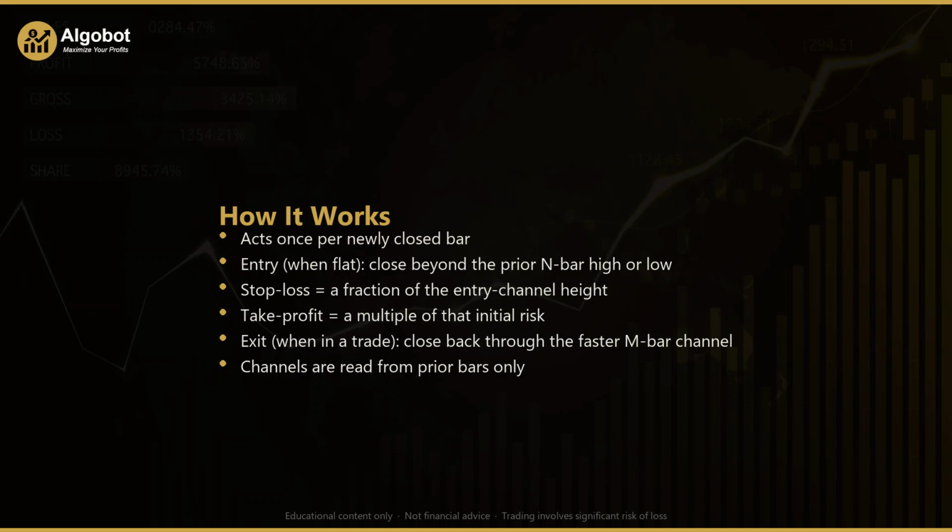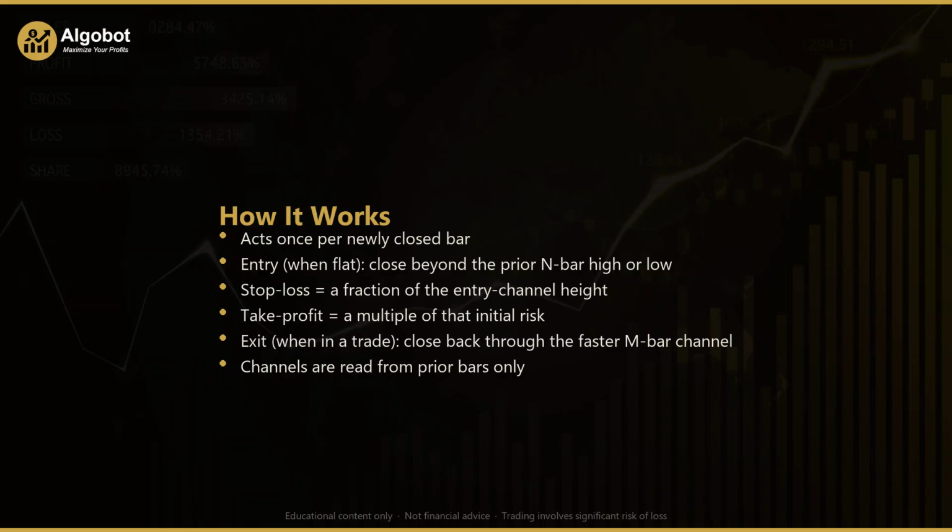From that stop distance, the strategy also derives a backstop take profit, set by the take profit multiple parameter, defaulting to 3. That means the take profit sits 3 times the initial risk distance away, a final safety target in case the trailing exit never activates. Now the exit logic, which only runs while a trade is open. This is where the faster, narrower channel comes in, defined by the ExitChannelBars parameter, defaulting to 10. The strategy requires this exit channel to always be faster than the entry channel. For a long position, the moment a bar closes below the lowest low of the recent exit channel bars, the position is released.